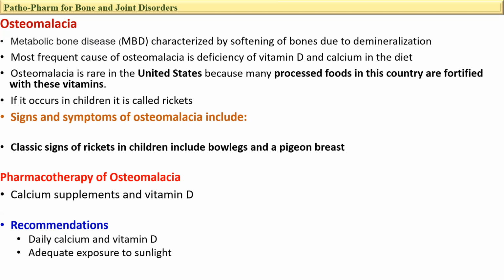So the symptoms or clinical manifestations of osteomalacia will include hypocalcemia, muscle weakness, muscle spasms, diffuse bone pain, especially in the hip area.